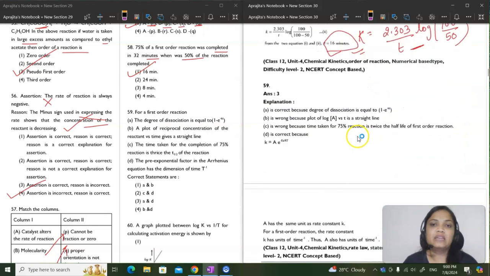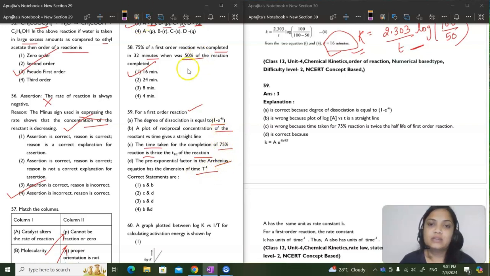Now question number 59. This question says, for the first order reaction, the degree of dissociation is equal to 1 minus e raised to power minus kt. A plot of reciprocal concentration of reactant versus time gives a straight line. Okay. Time taken for completion of 75% of reaction is twice the t half of the reaction. Pre-exponential factor in Arrhenius equation has the dimension of time inverse, means t minus 1. Now let us see the statements one by one.